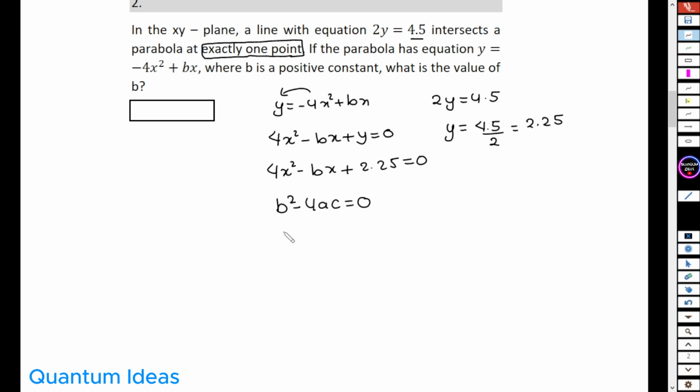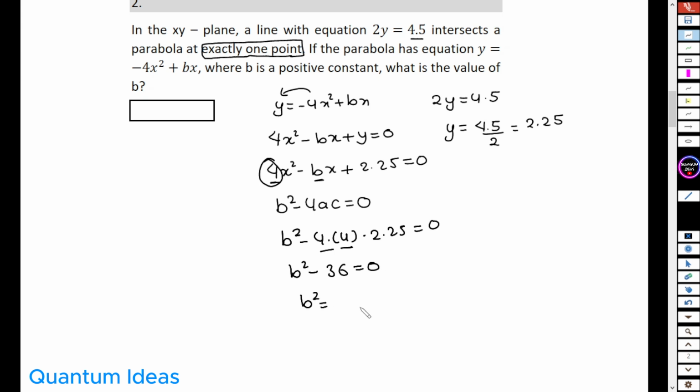So simply plug in the values. So b square minus 4 times a, where a is 4 and b is the same. Minus b square is also positive, so there is no problem in that. And you can see a is basically 4 from here, and our c is 2.25, equal to 0. So if you solve this, 4 times 4 times 2.25 will be 36, equal to 0.